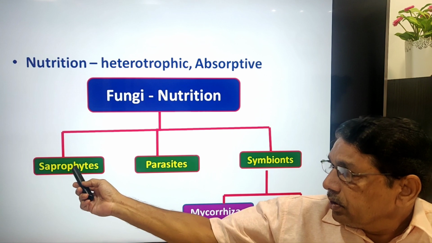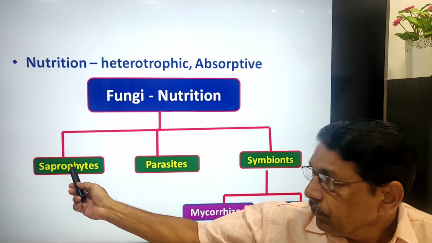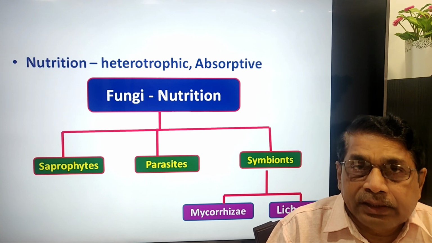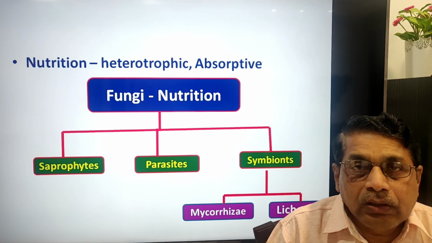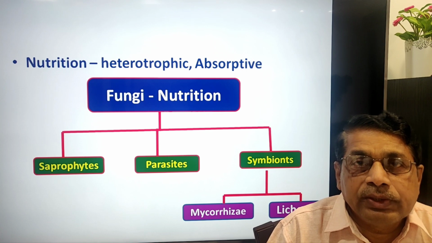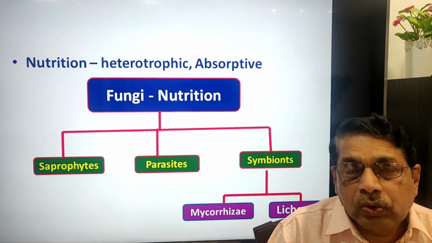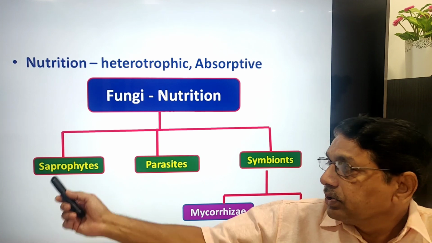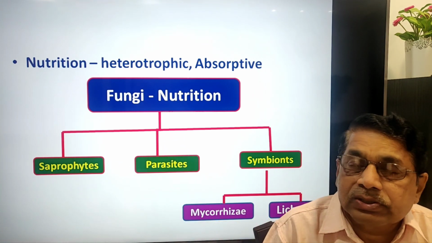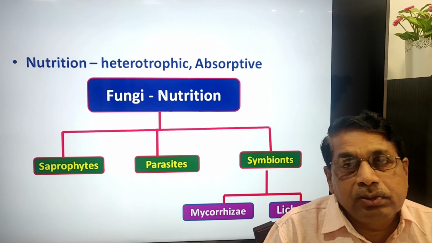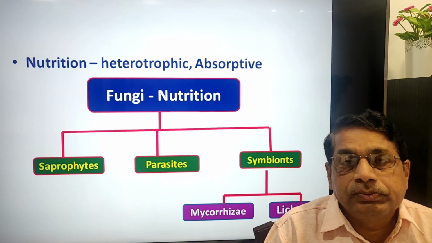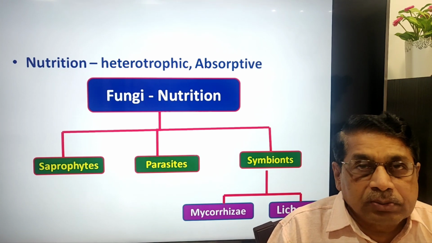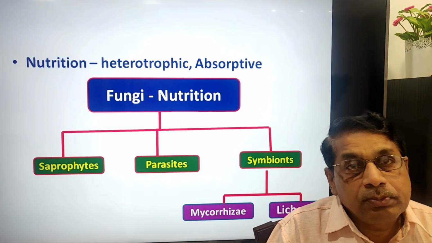Nutrition-wise, the fungi may be saprophytes, which grow on dead materials and absorb the nutrients. Those which grow on dead, non-living, organic materials are called saprophytes. They may be parasites: plant parasites, animal parasites, human parasites, or sometimes obligate parasites, total parasites.